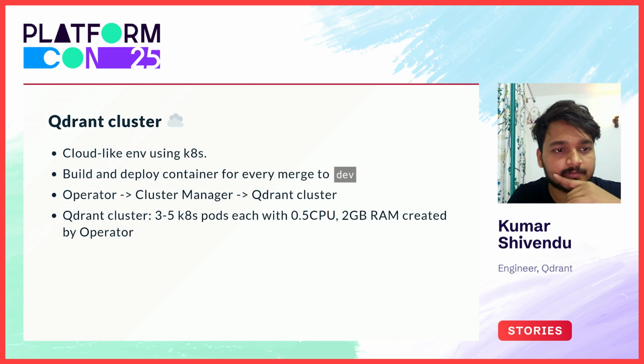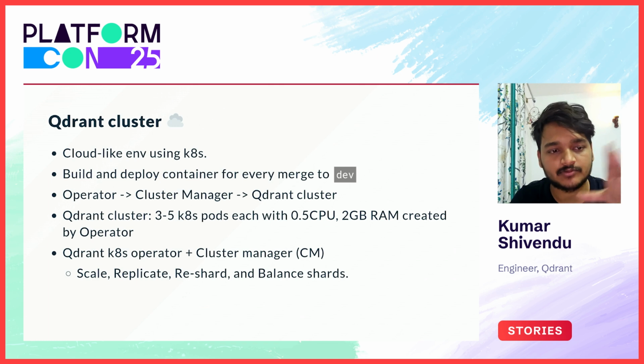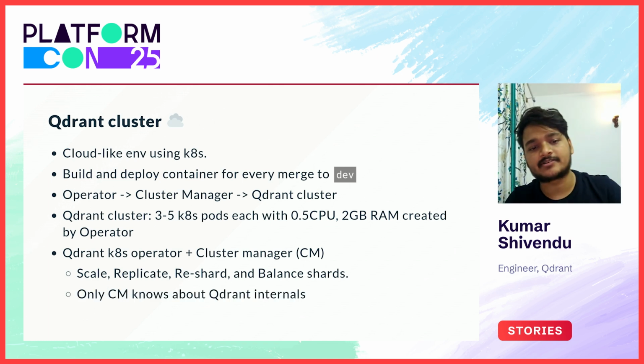The Qdrant cluster is basically 3 to 5 pods, each running with 0.5 CPU and 2 GB of RAM. These pods are created by the operator, and the Kubernetes operator plus the cluster manager service together allow the cluster to scale, replicate, reshard, and balance the shards. Only the Qdrant cluster manager knows about the internals.